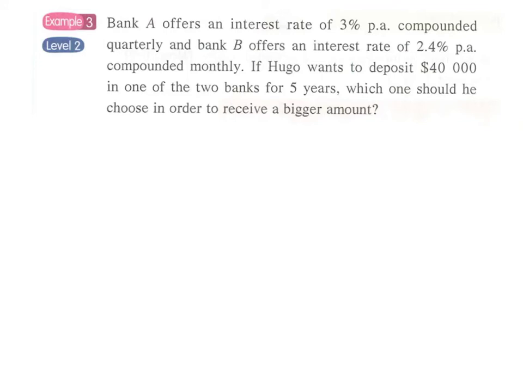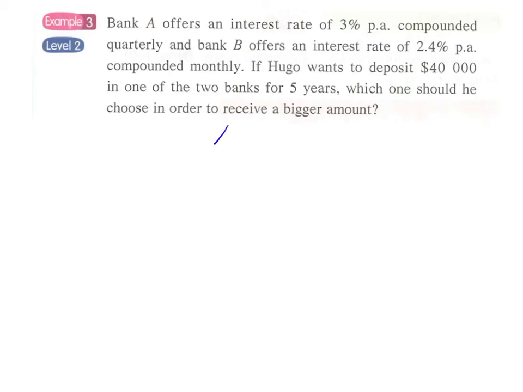And now let's skip to example 3. Bank A offers an interest rate of 3% PA, compounded quarterly. Quarterly means we have four times of interest in each year. And Bank B offers an interest rate of 2.4% PA, and this interest rate is lower than that of Bank A. But the interest is calculated much more frequently. In fact, it is compounded monthly. If Hugo wants to deposit $40,000 in one of the two banks for 5 years, which one should he choose in order to get a bigger amount at the end?